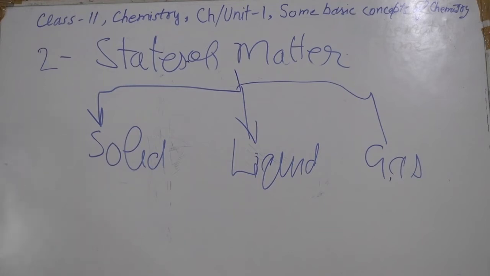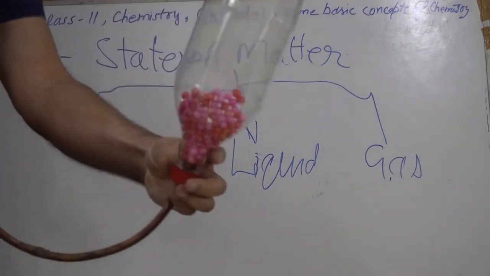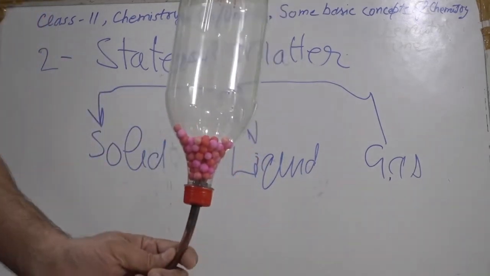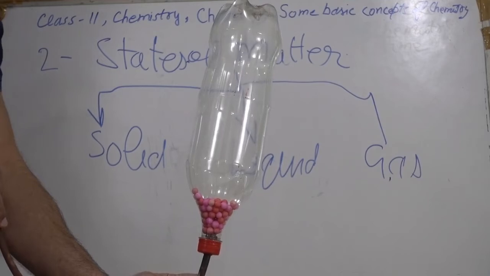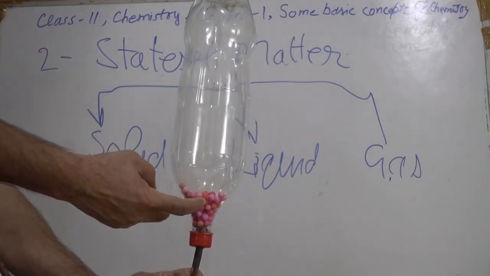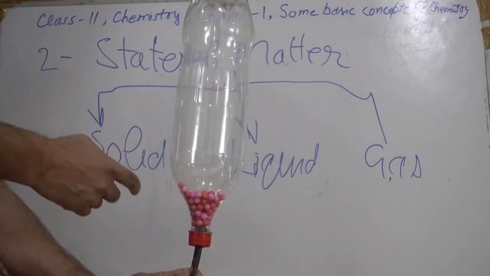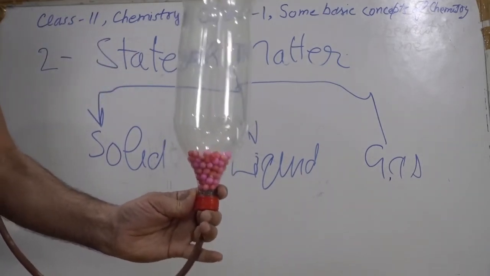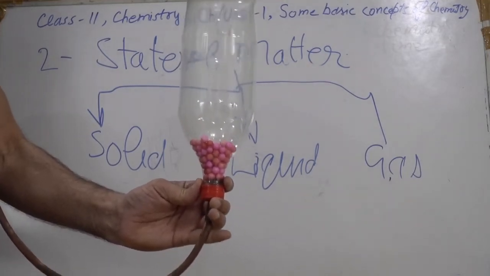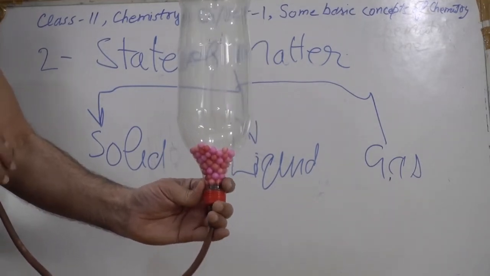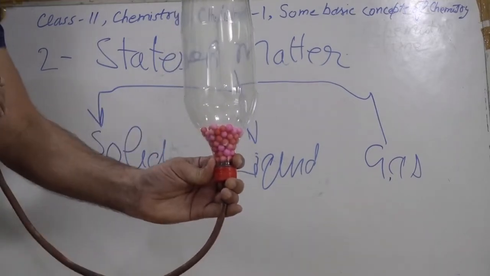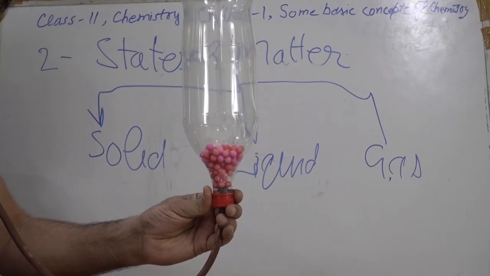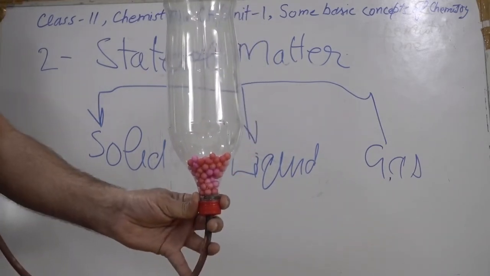I have taken a bottle. You can see here. This is bottle. In this bottle, I have placed these colored beads. These represent the molecules. Here in the solid state, these are simply like this. Means these can simply vibrate. That is the solid state. When it is the liquid state, this is somewhat like liquid state.